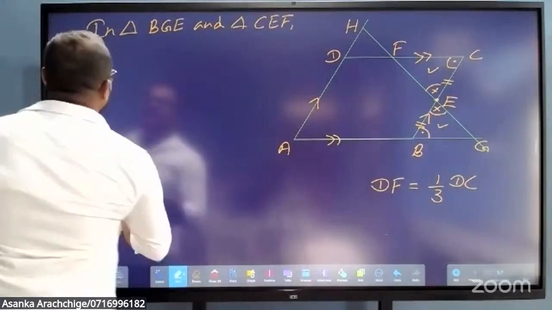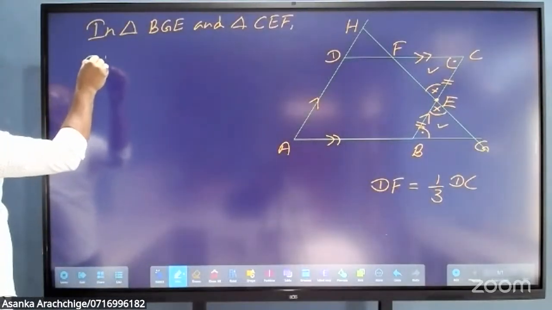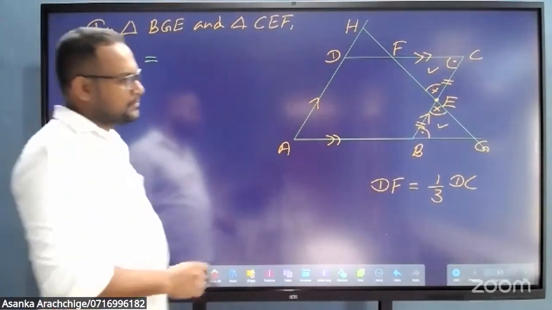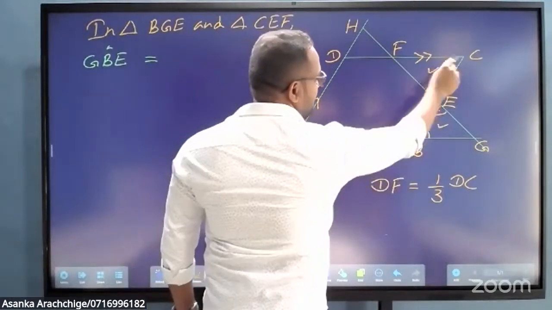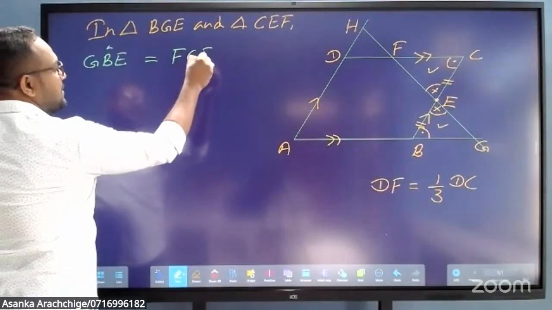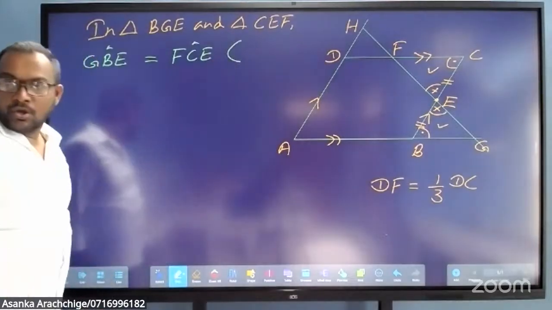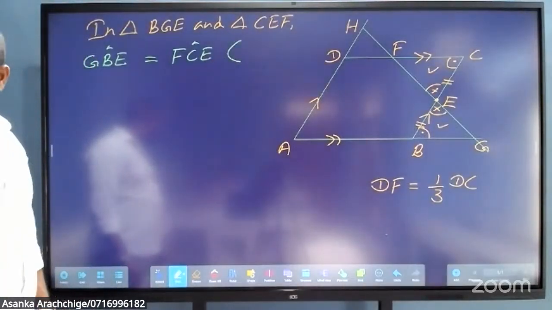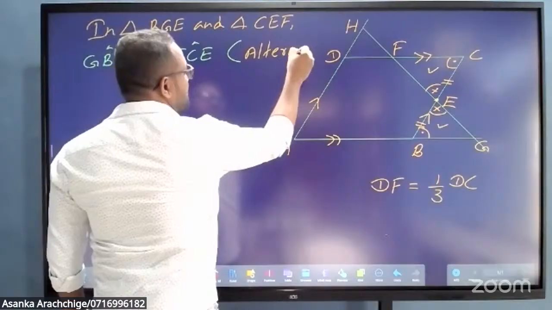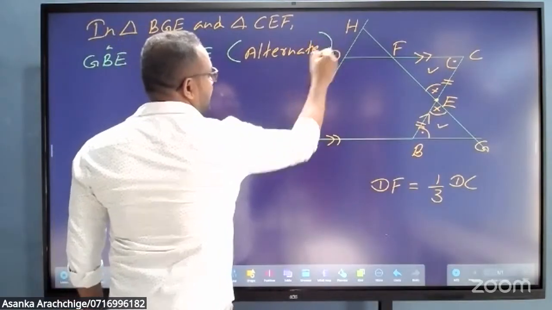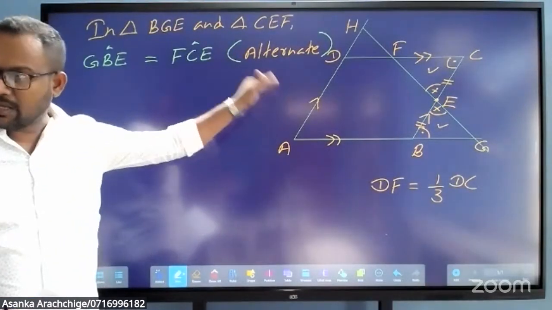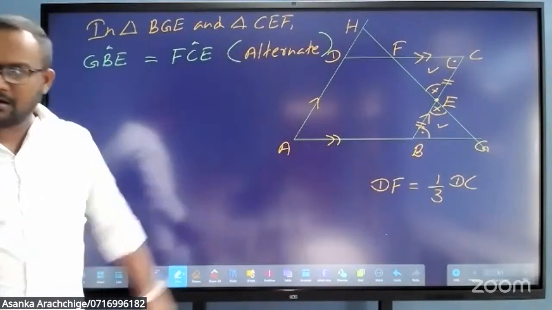Angle GBE must be equal to angle FCE. Reason? Alternate angles between parallel lines. Complete the sentence. I have written just alternate only. You have to write the entire sentence: alternate angles between parallel lines.